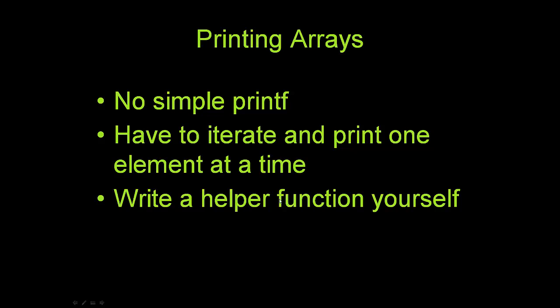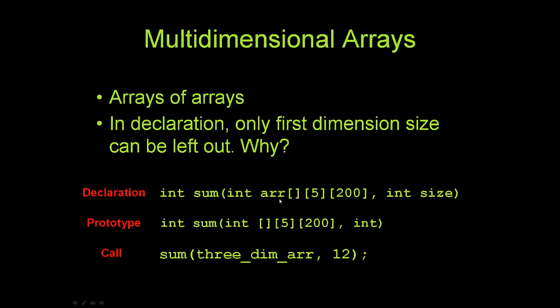Printing arrays, there's no easy way of doing it. There's no printf for an array. You need to iterate through each element, and what you can do is write a simple helper function. Then you can also have multidimensional arrays. So basically, instead of declaring 1 dimension, you can declare more dimensions. You can declare 3 dimensions, and you just use it as per normal.